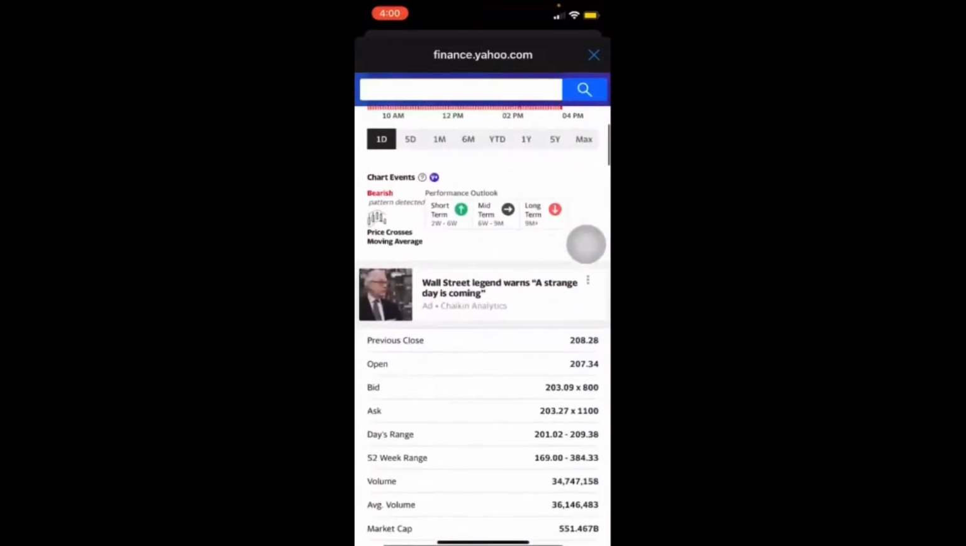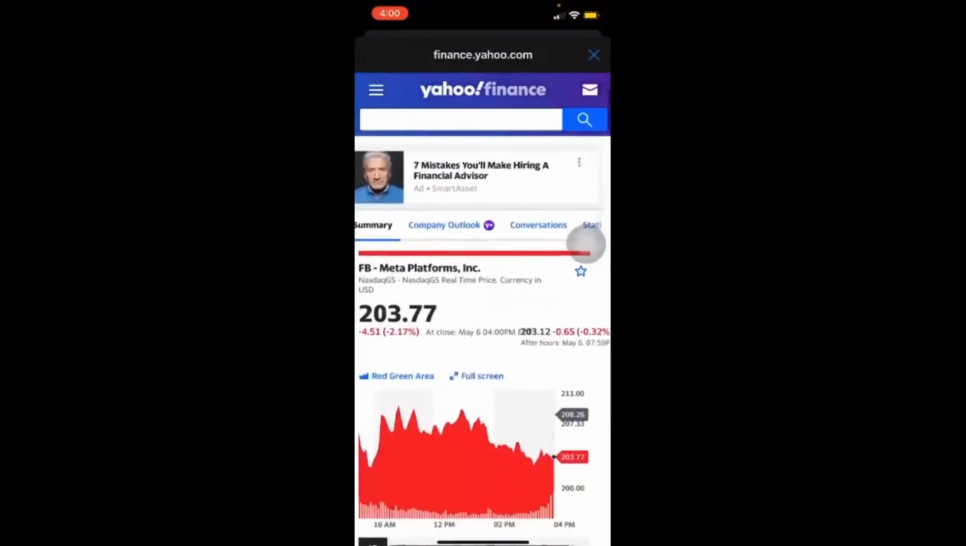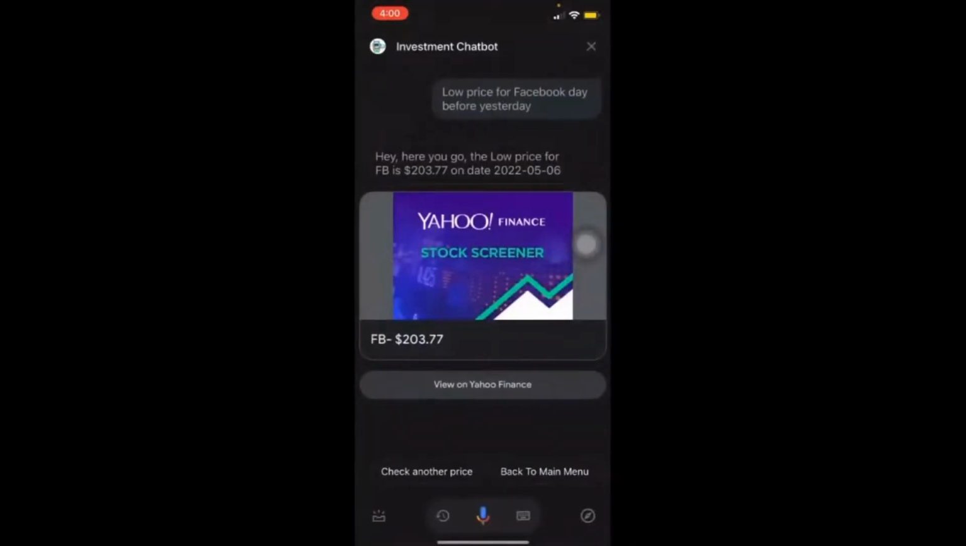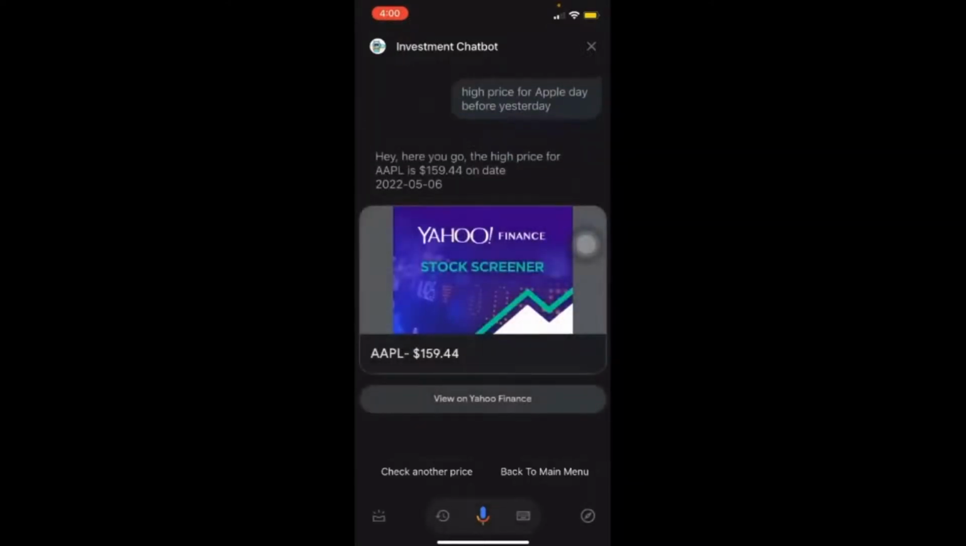Here you can see the graph of the stock price. Check another price. Please specify the stock you are interested in. What is the high price for Apple today? High price for Apple day before yesterday. Hey, here you go. The high price for AAPL is $159.40.